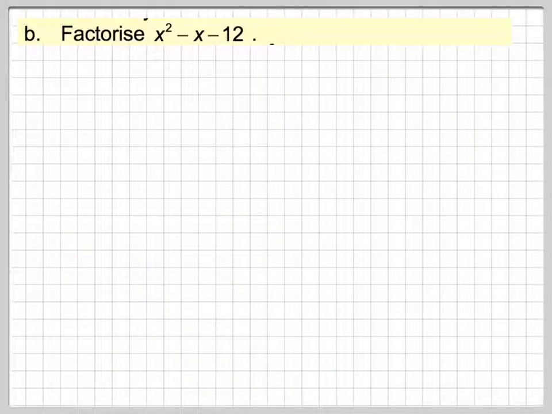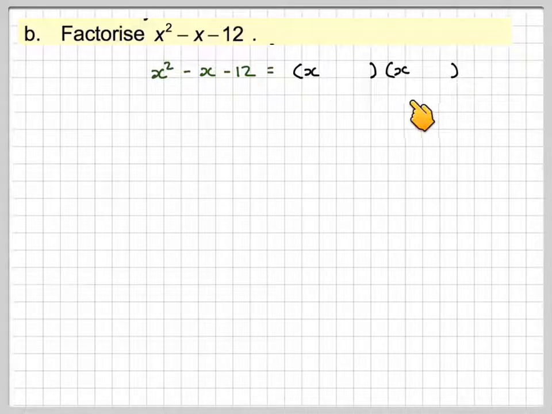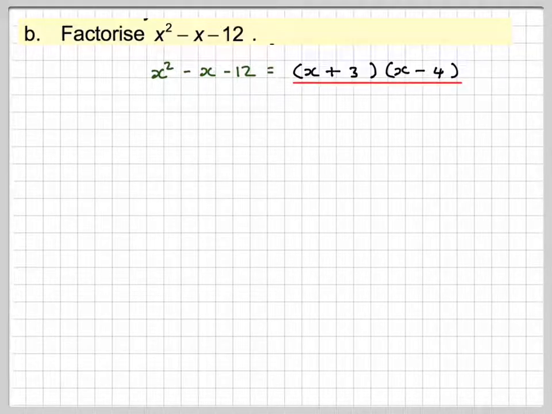Right, part B said factorize x squared minus x minus 12. This is quite a simple one, so we're just going to write it out as 2 brackets. We're going to write here x and x. We've got 2 numbers which multiply together to make 12, and if we subtract them, we're going to get 1. So the only possibility is 3 and 4. We want the 4 to be negative because it's going to be minus in the minus 1x here, and plus 3 here. You can check that by expanding it for yourselves.